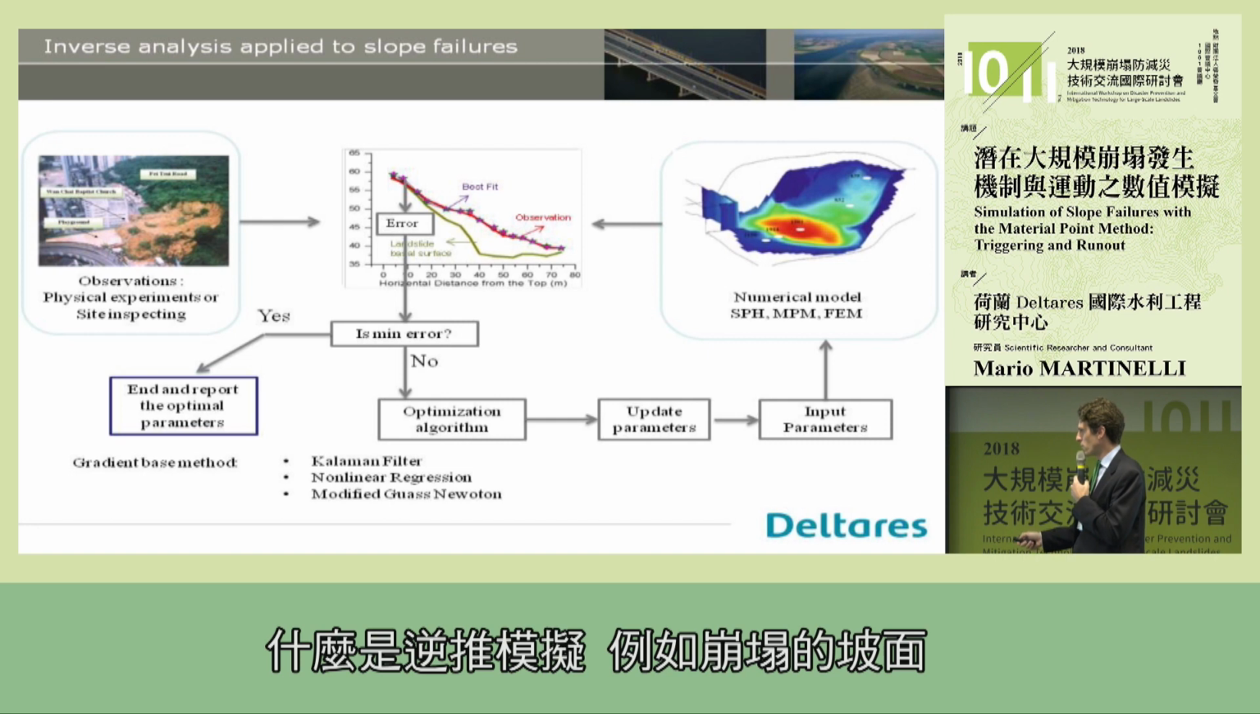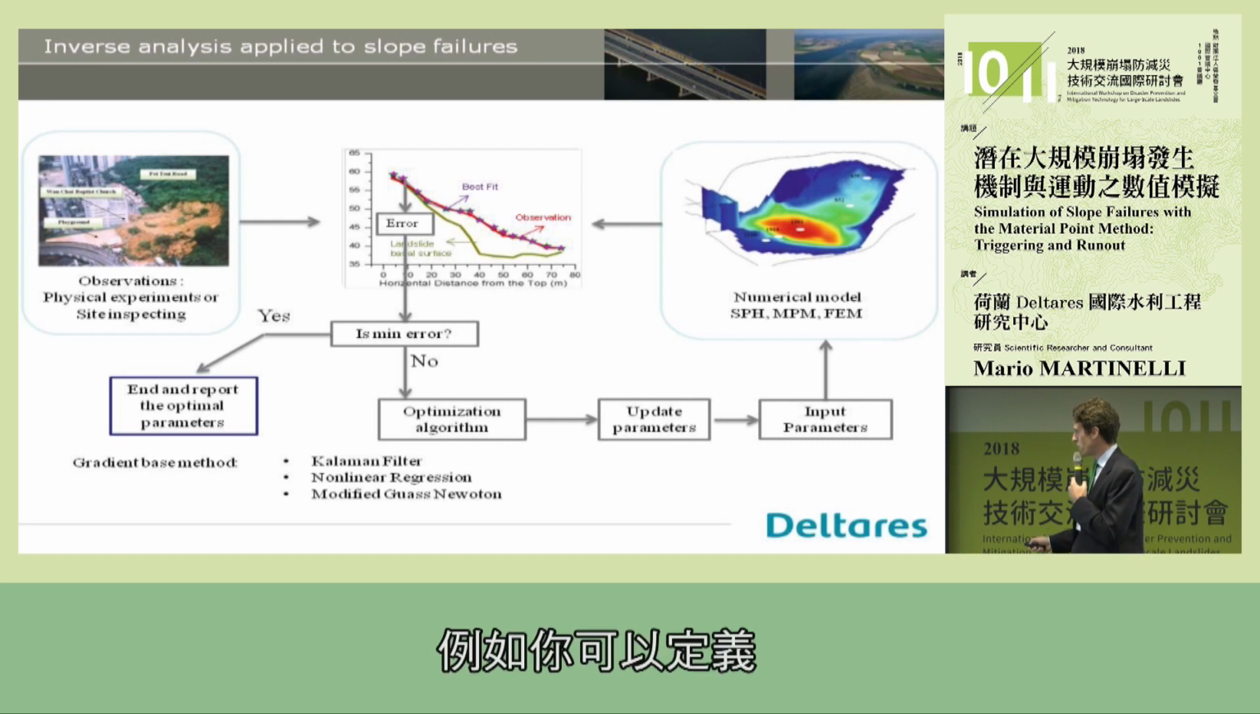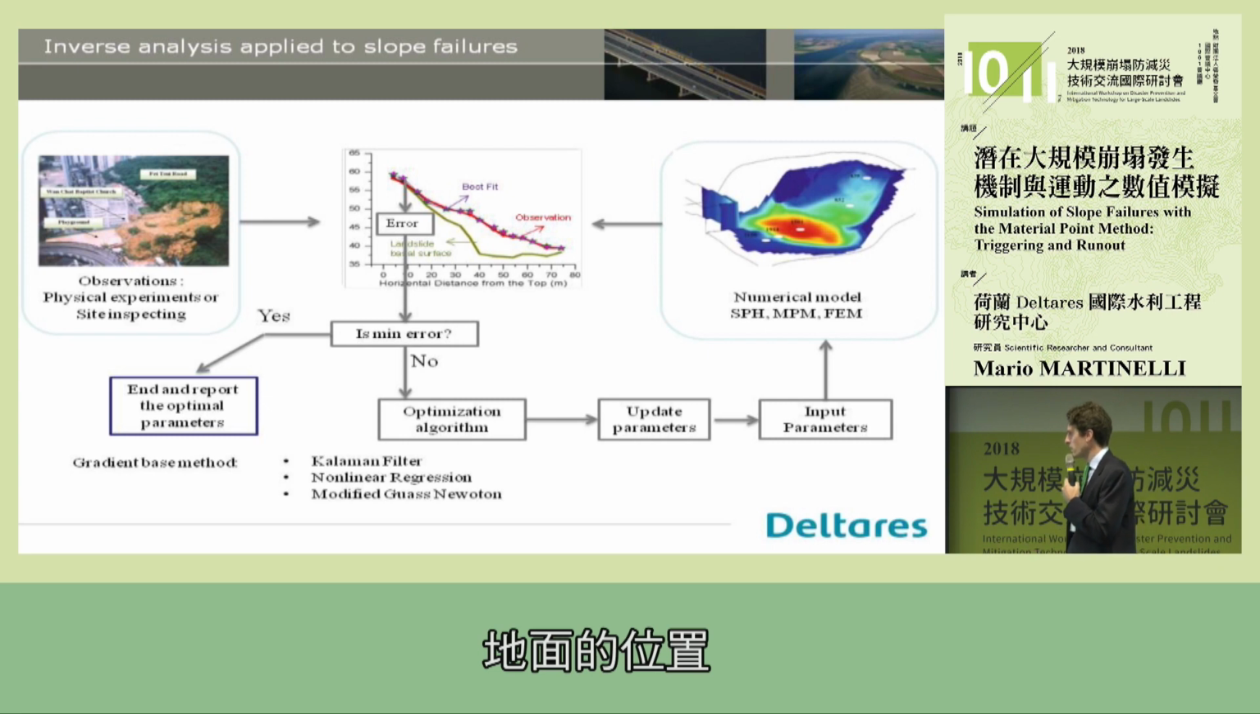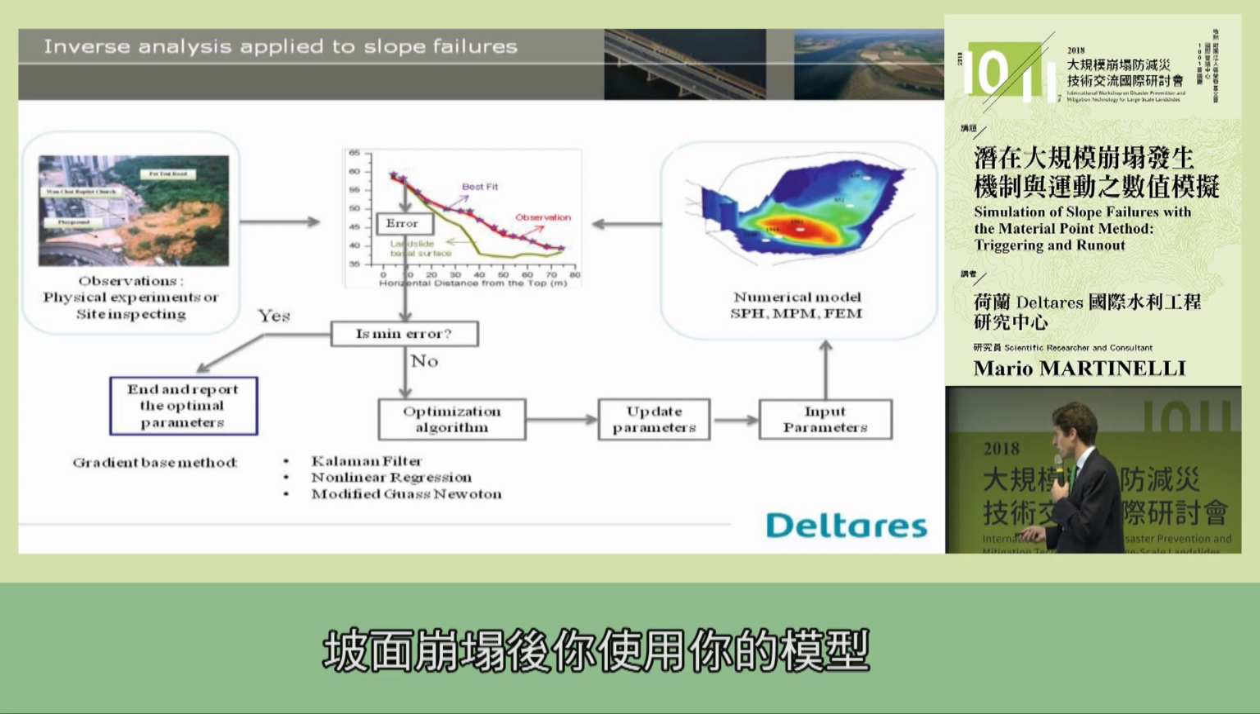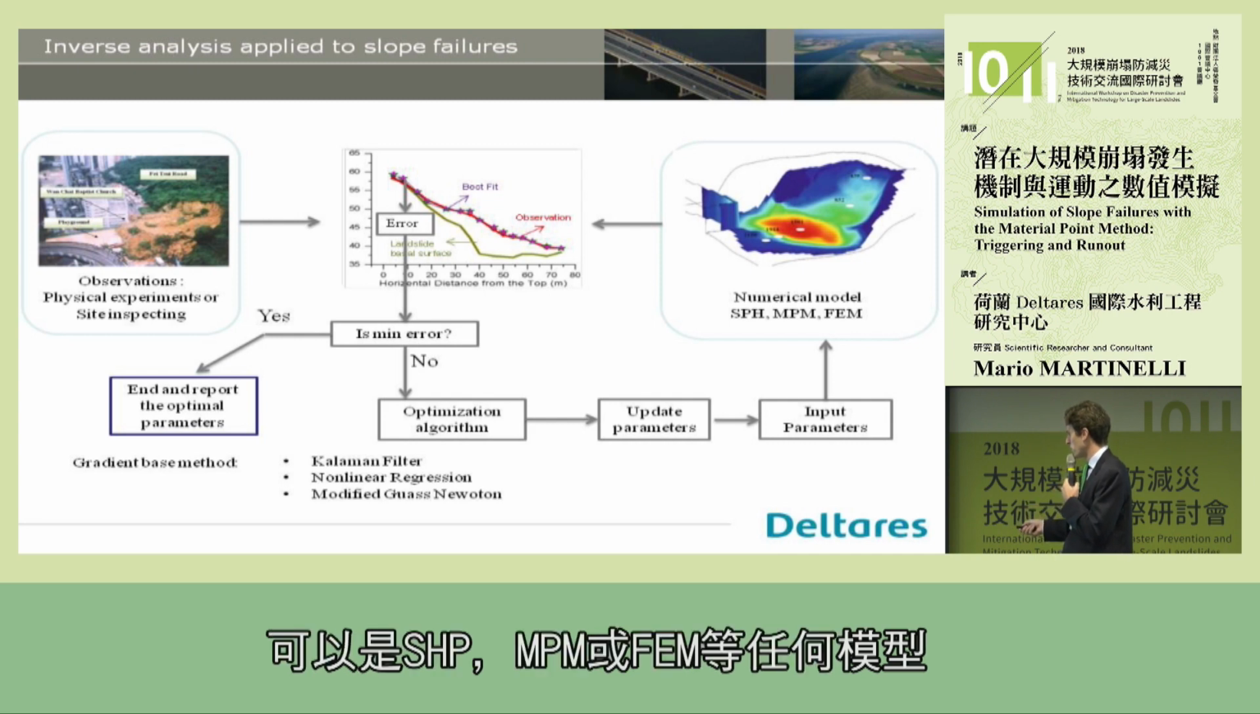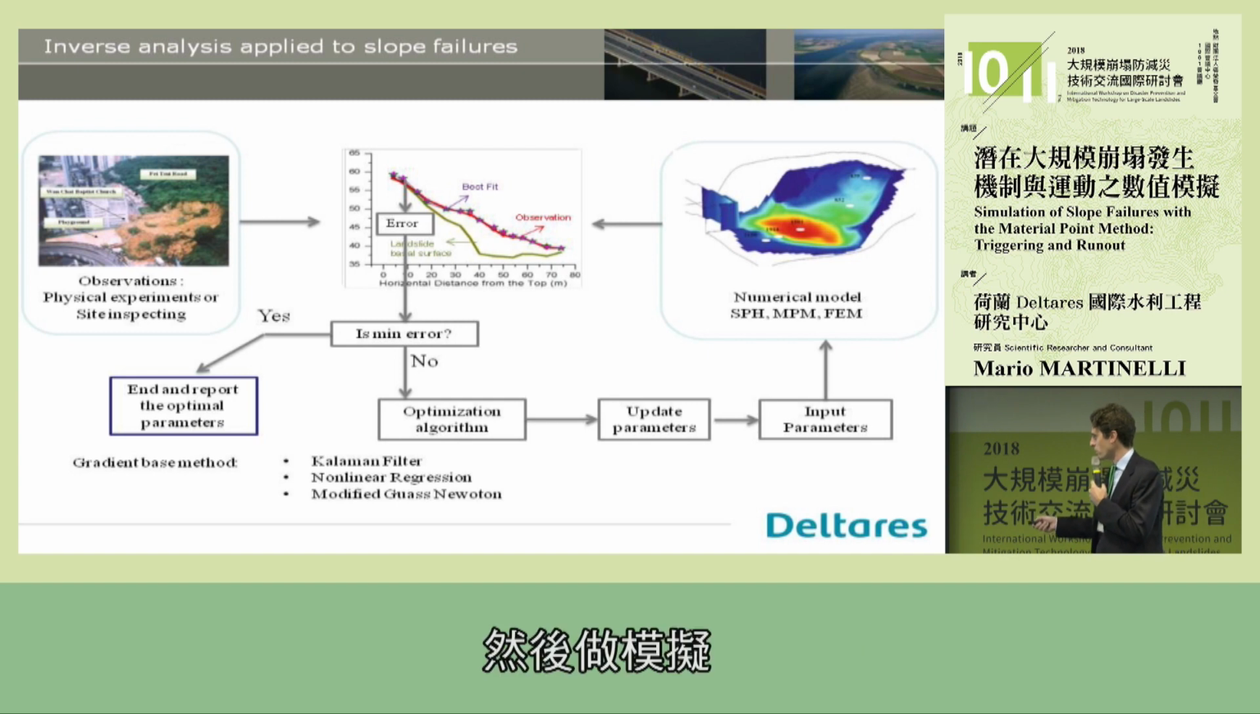Basically, you have, for example, a slope that failed. You can define, for example, the ground surface position after a slope failure. Then you basically run your model. That can be anything. It can be an SPH or MPM or FEM model, and then you have a simulation.